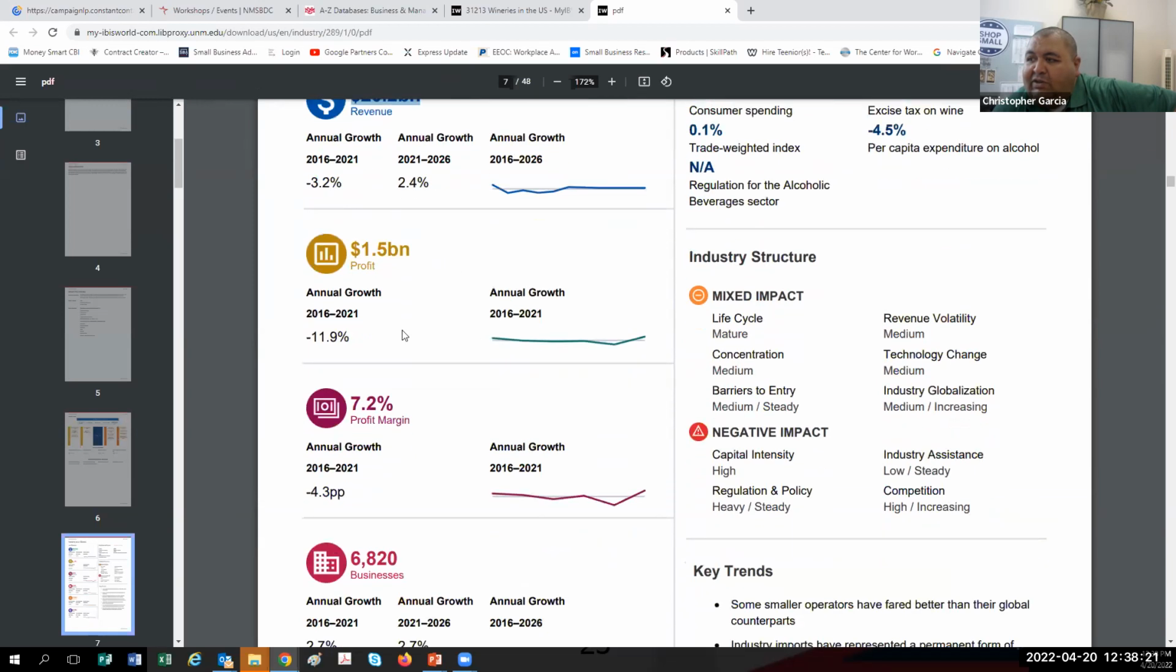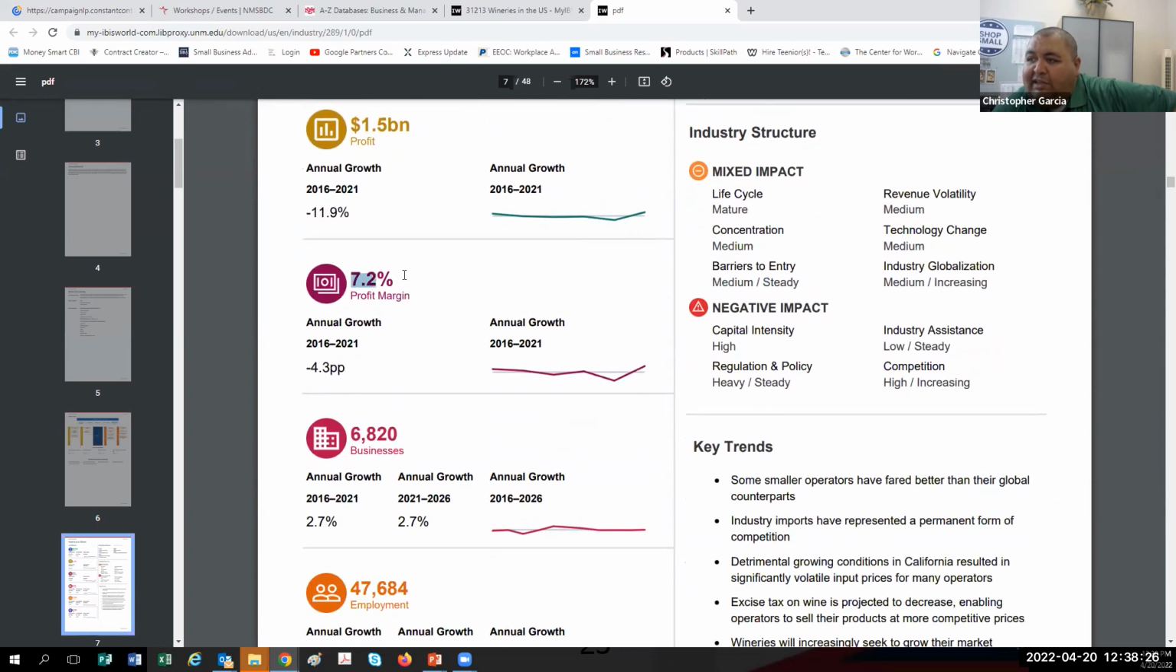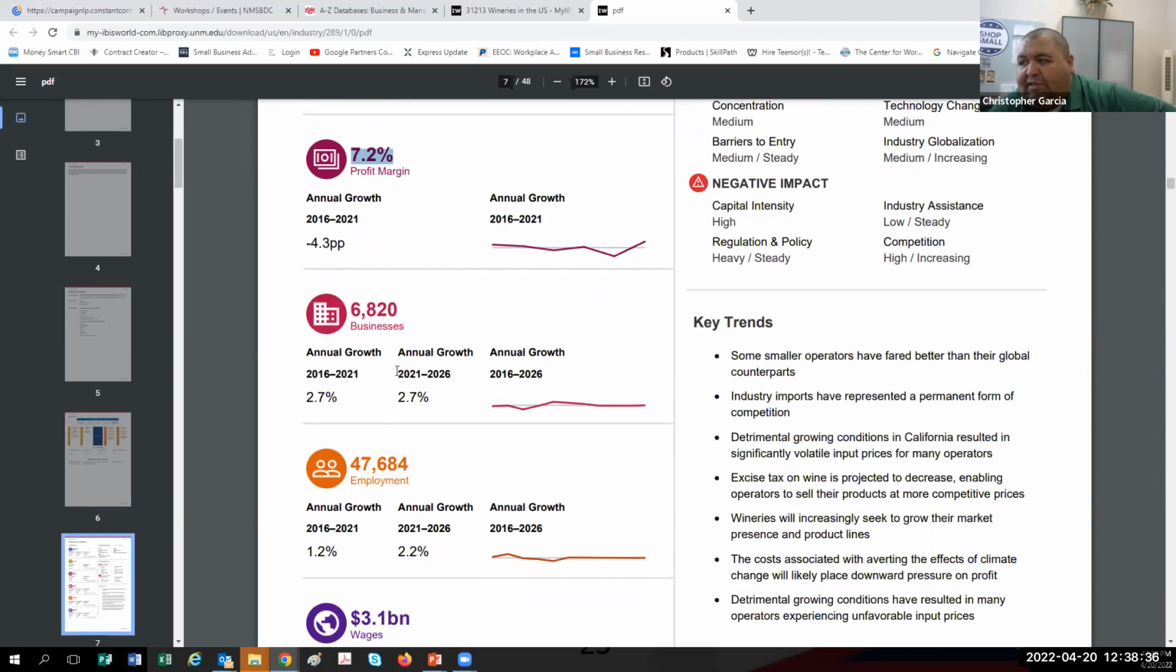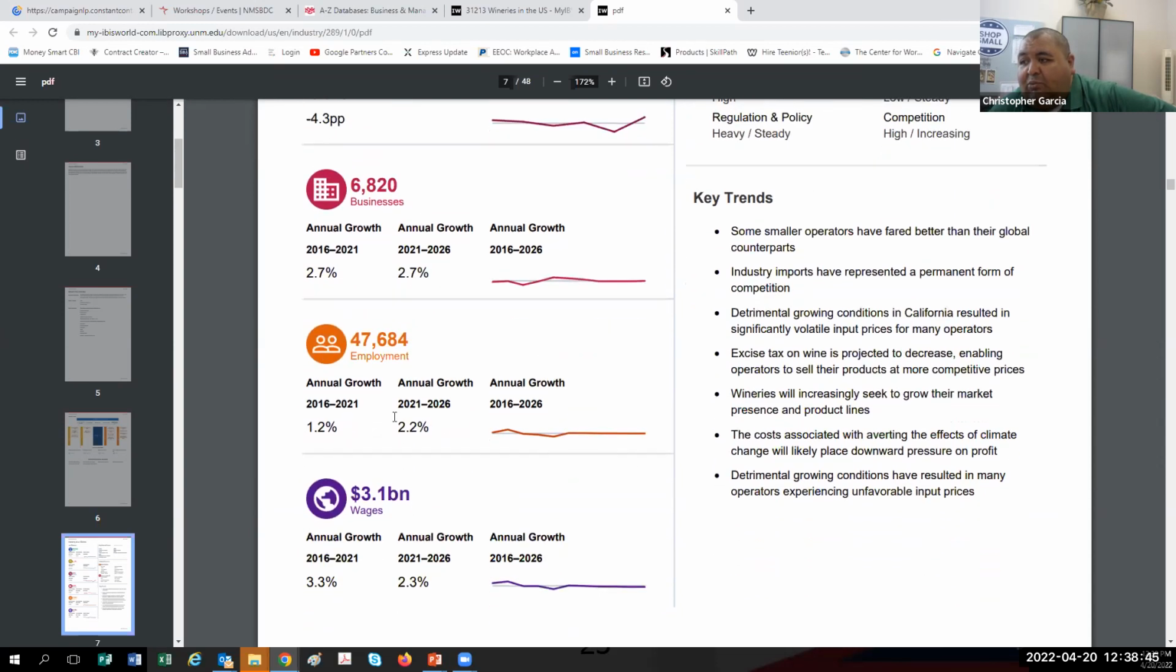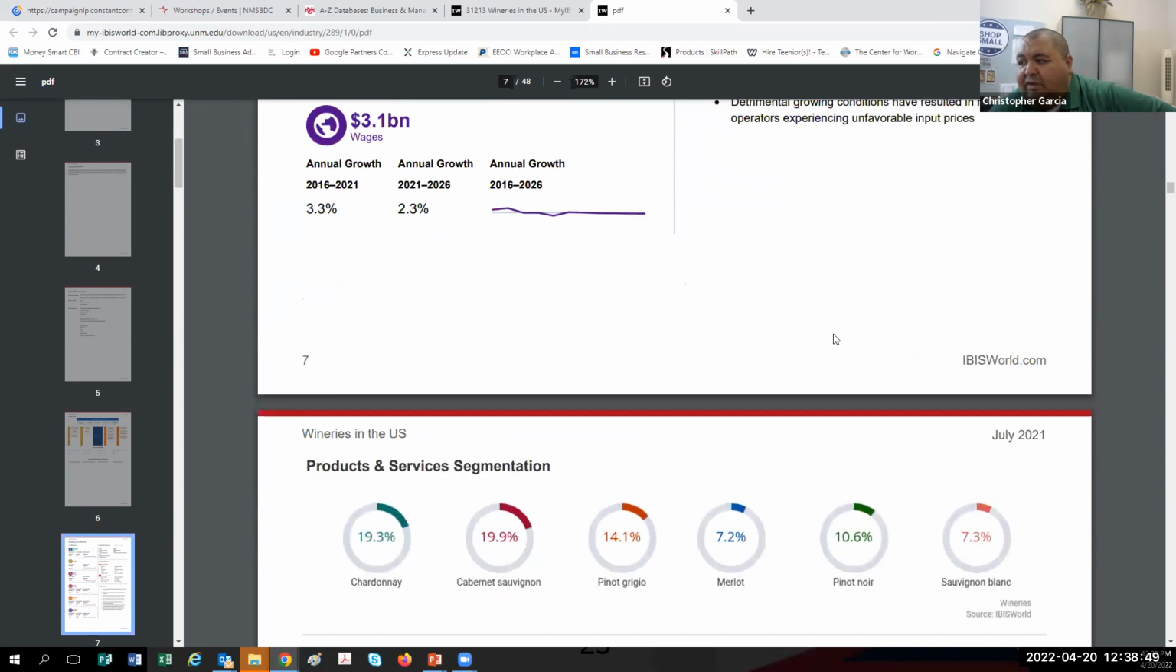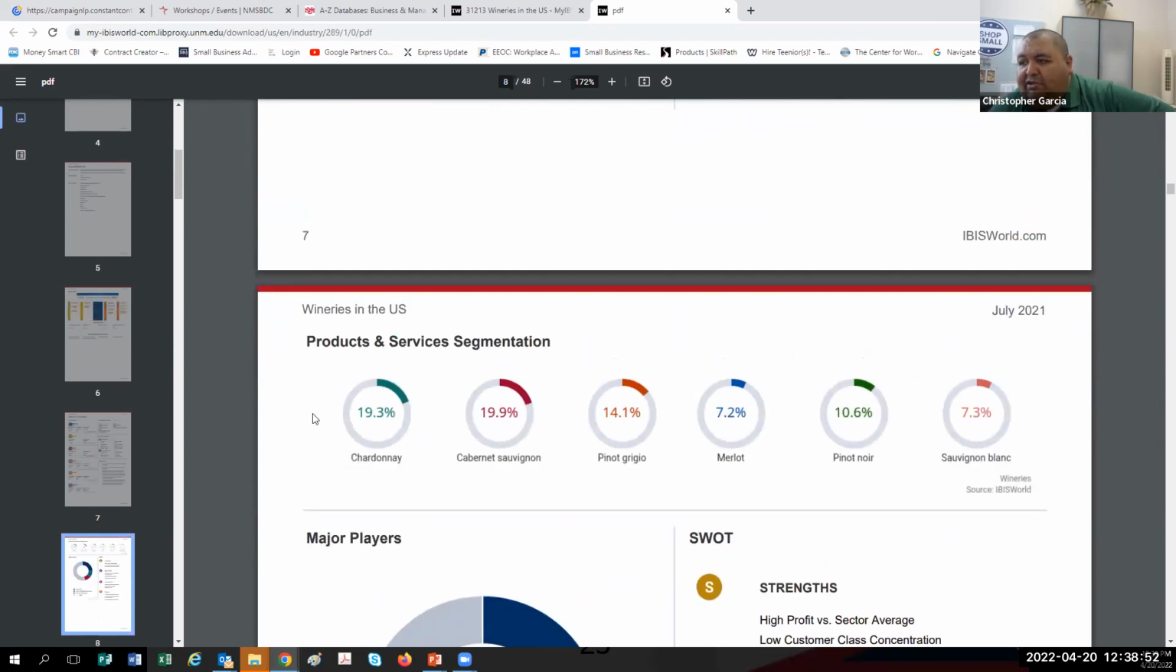Profit in that industry looks like it's going up. It's an upward trend. Profit margin is 7.2%. So that tells me that about 7 cents out of every dollar of revenue goes into the business's profit. And it looks like it's on a growth trend. The number of businesses was increasing, and is projected to increase 2.7% between 2021 and 2026. That's a good indicator there. Employment in that industry is growing slightly. So are wages. And it tells you the product and service segmentation.